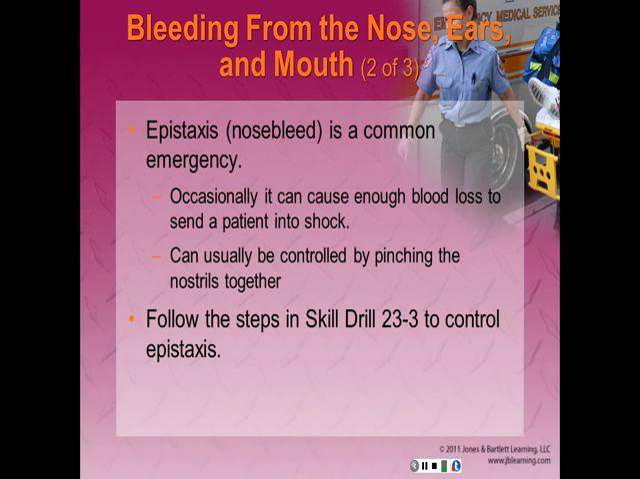Most non-traumatic nosebleeds occur from sites in the septum, the tissue dividing the nostrils. Generally, this can be handled effectively by pinching the nostrils together, and you will follow the steps in Skill Drill 23-3 to control epistaxis.